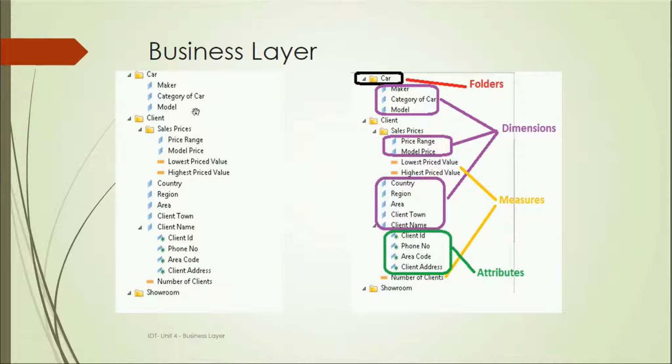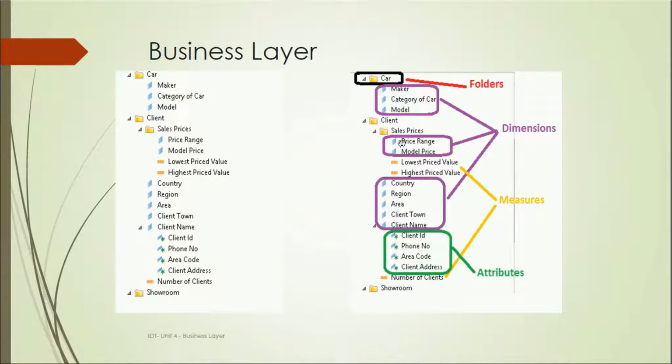Dimensions will have this blue icon, on the left side if you see. Then measures will have this yellow icon. This is the measures. Then attributes will have detailed information about any of the dimension. So maybe for client, it will have client ID, phone number, area code, client address, etc.